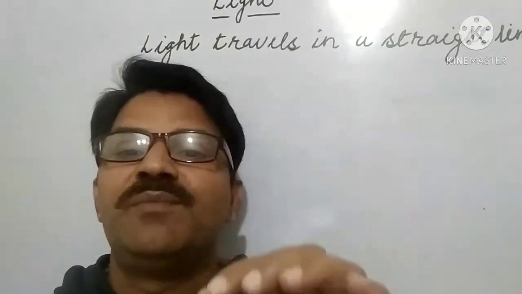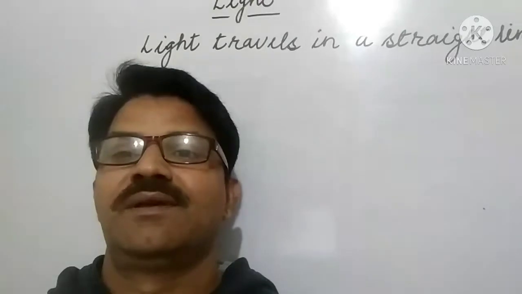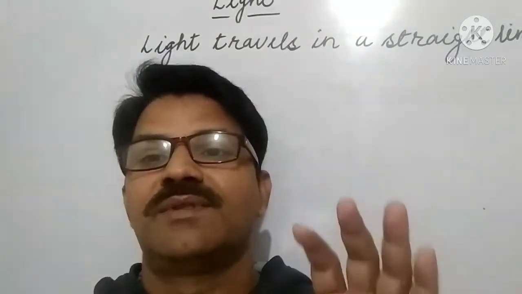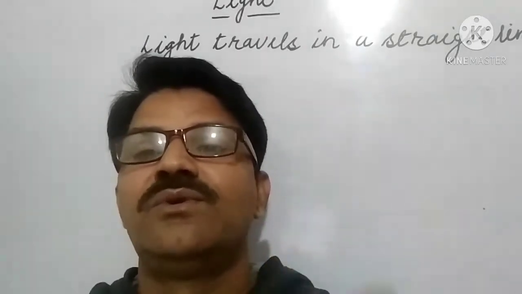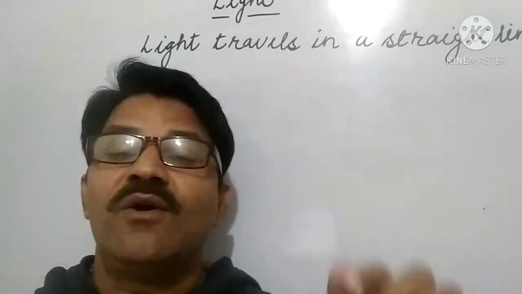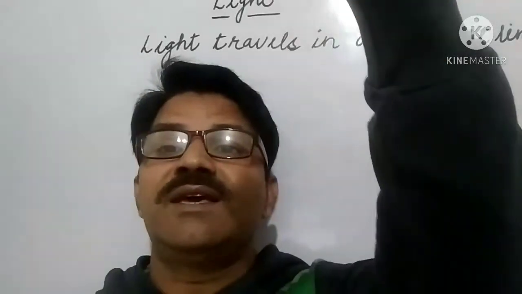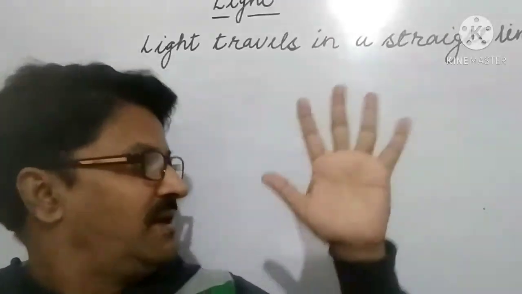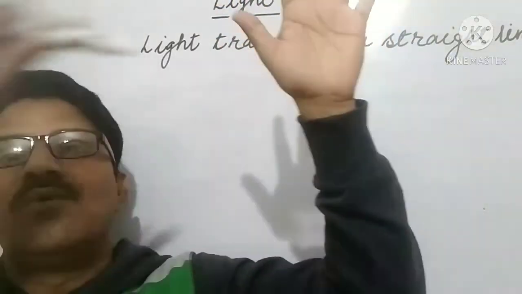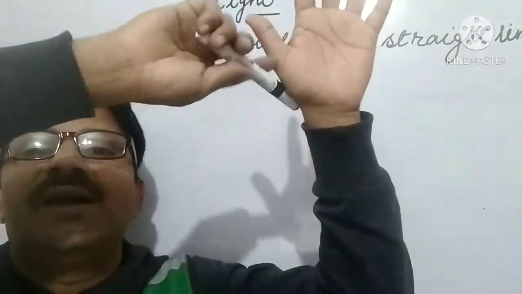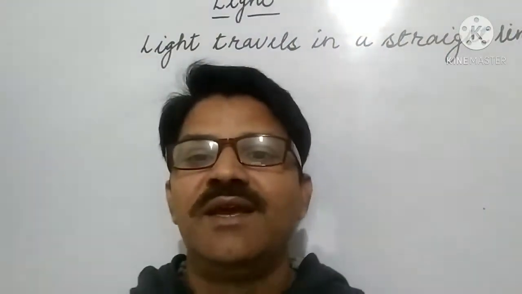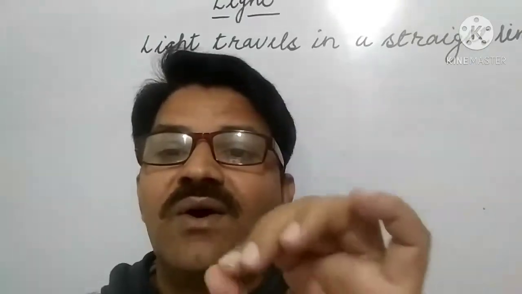An opaque object will block the light falling on it. You know very well, the objects which do not allow light to pass through them are known as opaque objects. So when an opaque object comes, a light is there and here is the screen. Now you see my hand shadow. When an opaque object comes in the path of the light, that shadow is formed. Clear? An opaque object will block the light falling on it.